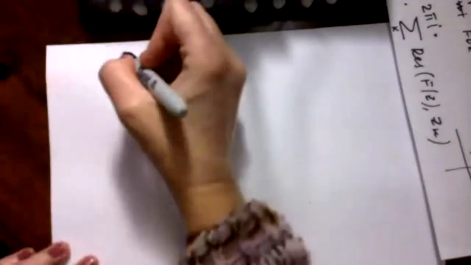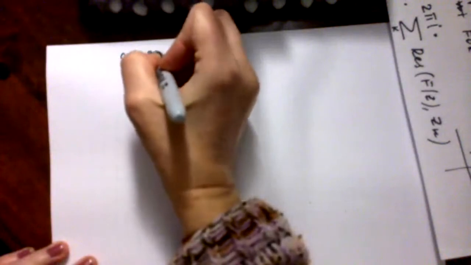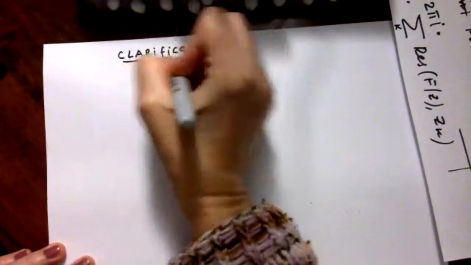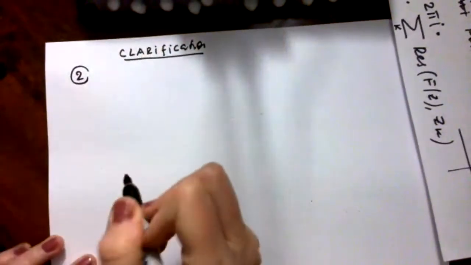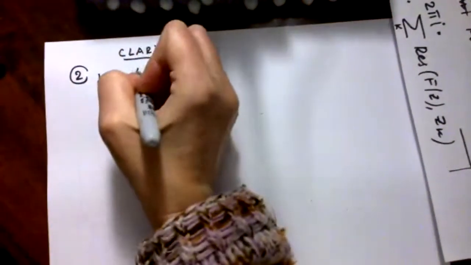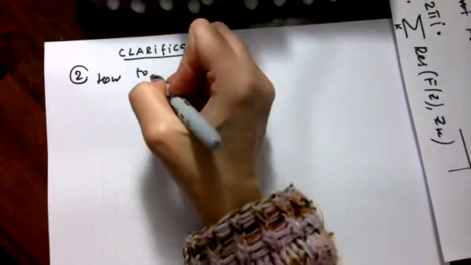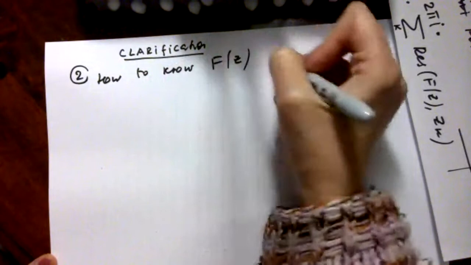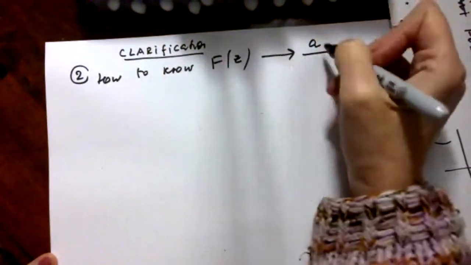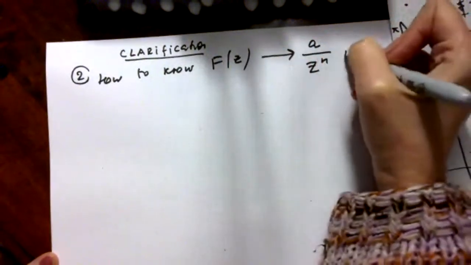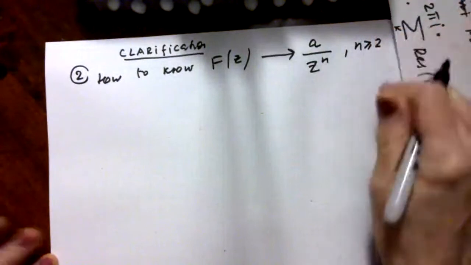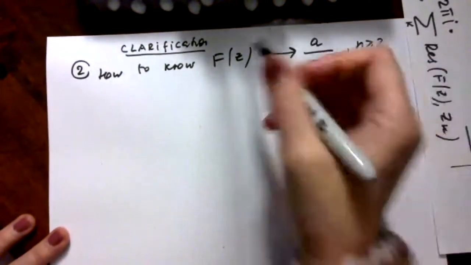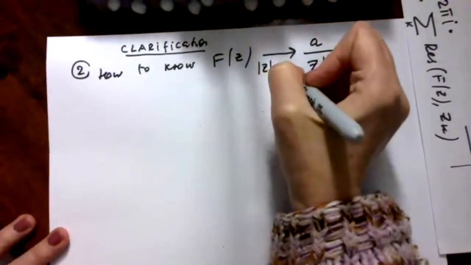So, clarification. Clarification of some points in our very simple algorithm. Clarification of step 2: how to find out that your function f of z tends to this expression a times z to the power of n, where n needs to be equal to or maybe bigger than 2, but this does not matter. So how can you determine this?